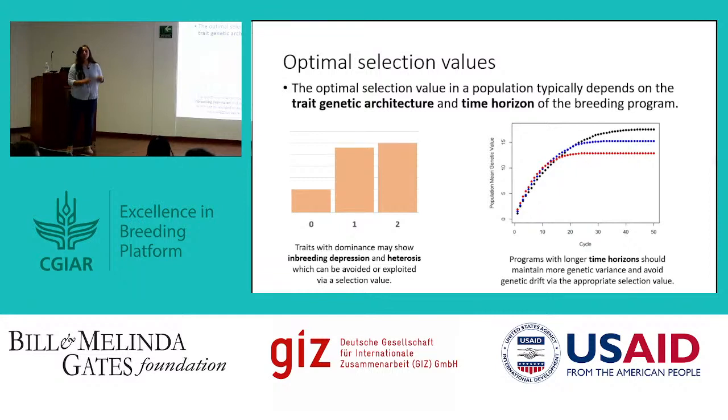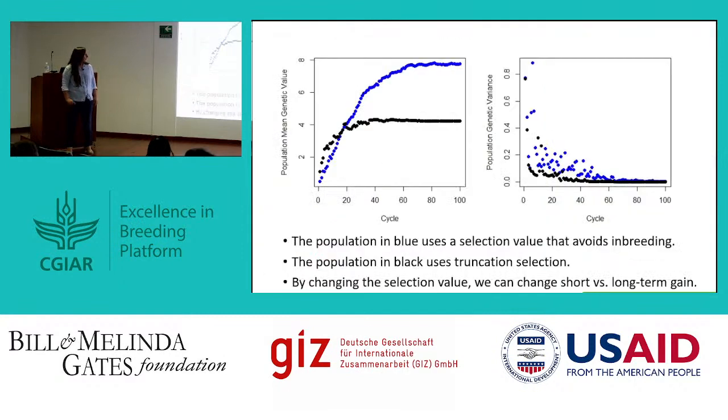All right, so moving on from the trait genetic architectures, which are super fun, let's talk about the breeding time horizon and how your selection value can consider that. Up here, I'm going to show you two different populations. We're going to do recurrent selection as usual and track our mean genetic value over breeding cycles. The population in blue here is going to use a selection value that avoids inbreeding. I'm not going to tell you which one because there are a lot of different ones you could use, like optimum contribution or anything else. The population in black is just using regular truncation selection.